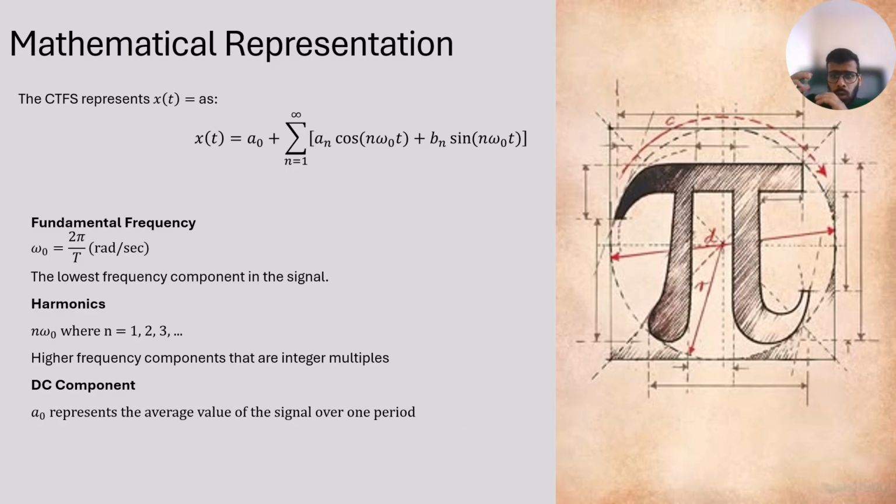A quick mathematical representation. A CTFS signal is represented here as x of t, and a signal has two main components, amplitude and phase. A naught represents the amplitude, and the sine and cosine terms define the oscillating parts of the signal. Here omega naught is the lowest frequency component, the fundamental, and n omega naught are the higher frequency components that are integer multiples.